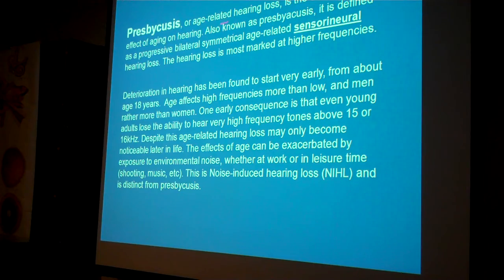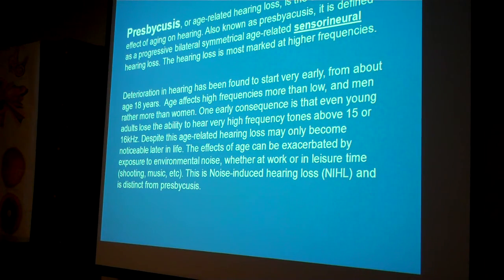Presbycusis, age-related hearing loss. Presby meaning elder. Cusis comes from acoustic, same root. So the elder hearing loss. We call it sensory neural because it's part of the cochlea. You're not losing hearing because the ossicles are getting arthritis or the tympanic membrane is hardening up or anything like that. It has to do with the cochlea losing function.